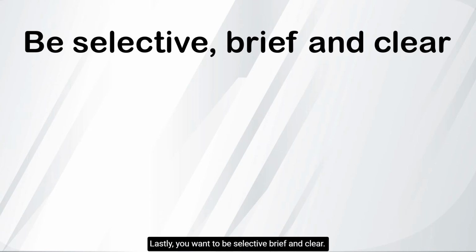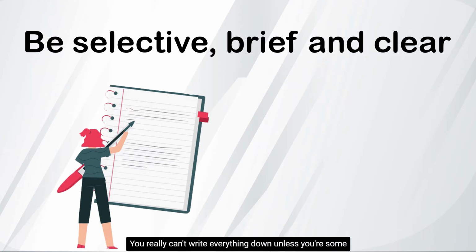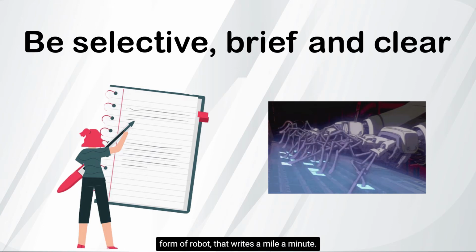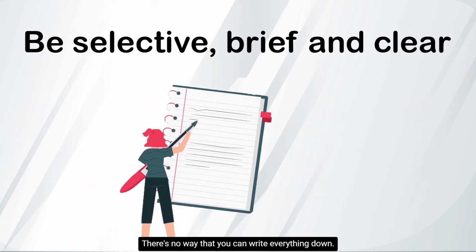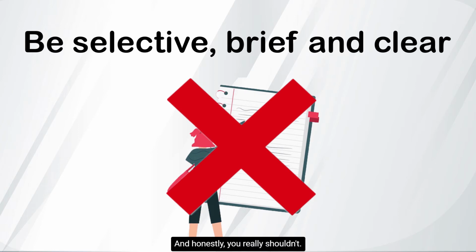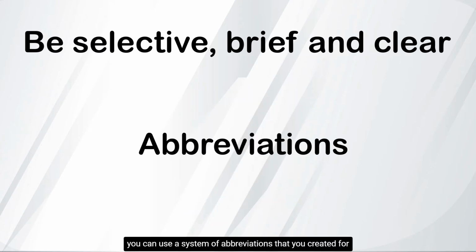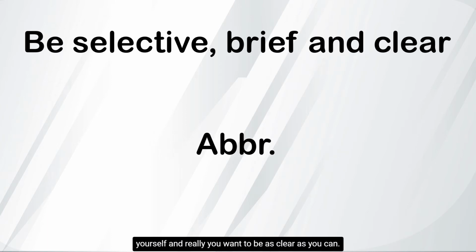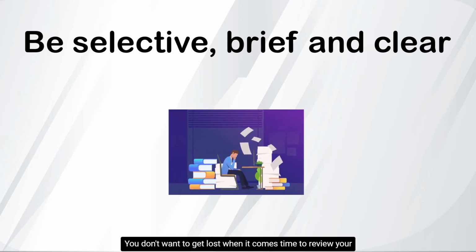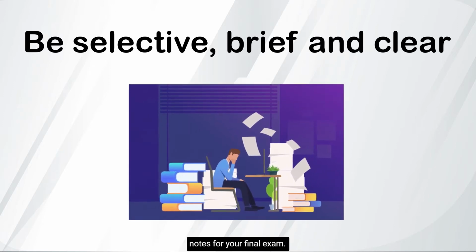Lastly, you want to be selective, brief, and clear. You really can't write everything down unless you're some form of robot that writes a mile a minute. There's no way that you can write everything down, and honestly, you really shouldn't. You should try to make sure that you take in what information you find important and put it in your own words. To write faster, you can use a system of abbreviations that you create for yourself. And really, you want to be as clear as you can. You don't want to get lost when it comes time to review your notes for your final exam.